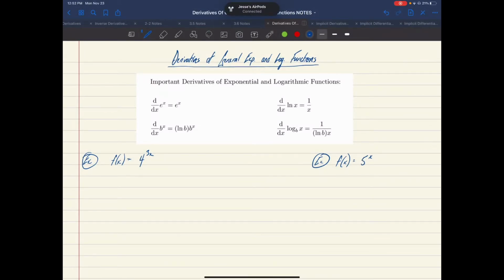Today we're going to look at derivatives of general exponential and logarithmic functions. So notice in the box you'll see some derivatives, and it says important derivatives of exponential and logarithmic functions because there are a few others. These are the ones that occur, or you'll see, most frequently. And I would say most frequently is really the first one and this one. So the others do pop up occasionally.